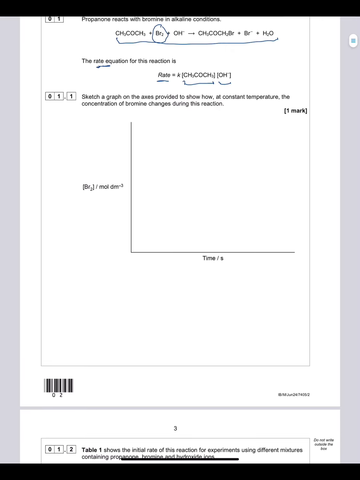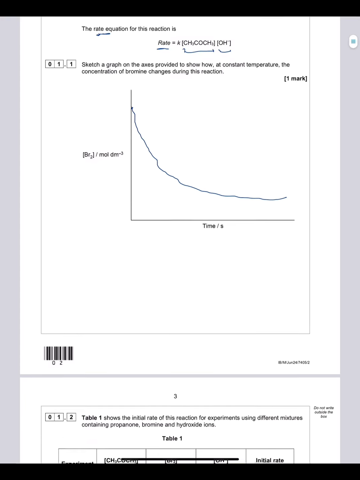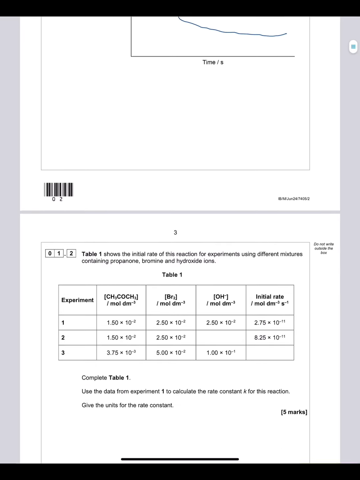Now, the first question, they ask you to sketch a graph on the axis provided to show how at constant temperature the concentration of bromine changes during the reaction. Of course, the concentration of bromine will decrease. Normally, when we draw this, we draw it with a negative decreasing gradient like this. So this is how the graph is drawn.